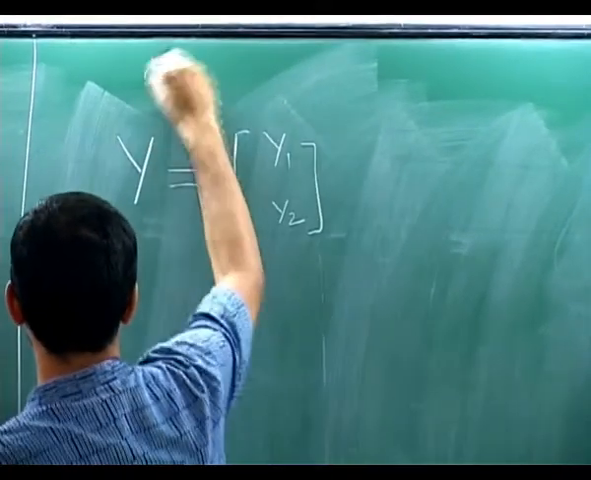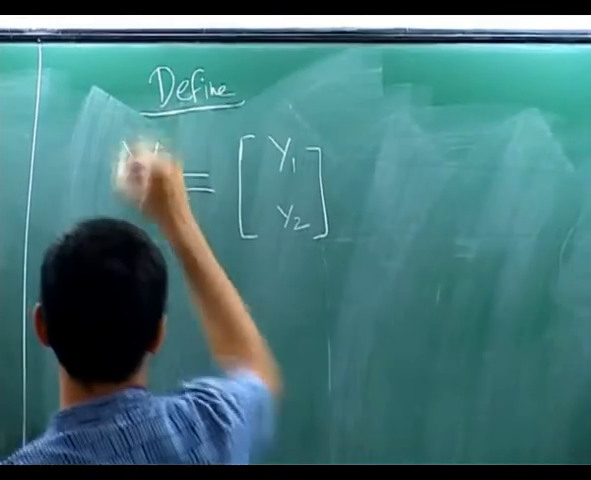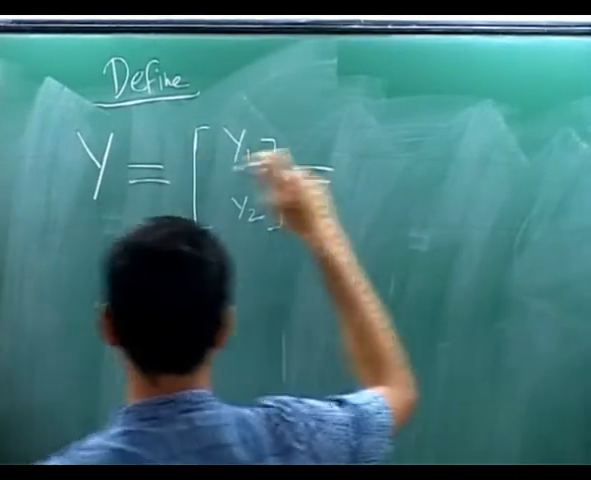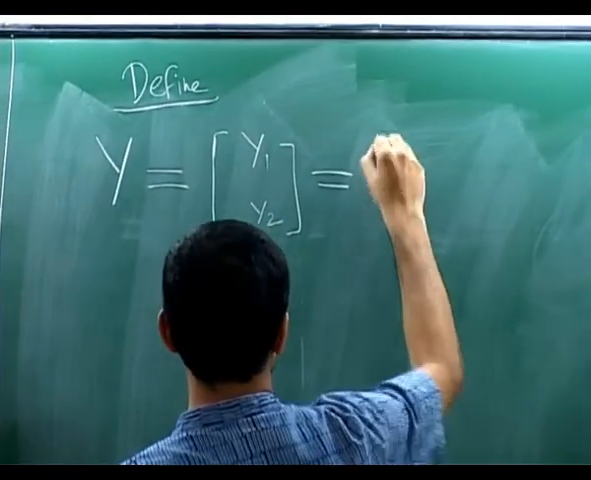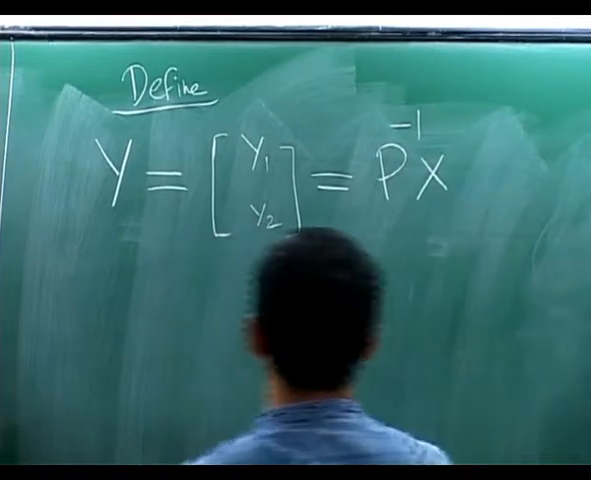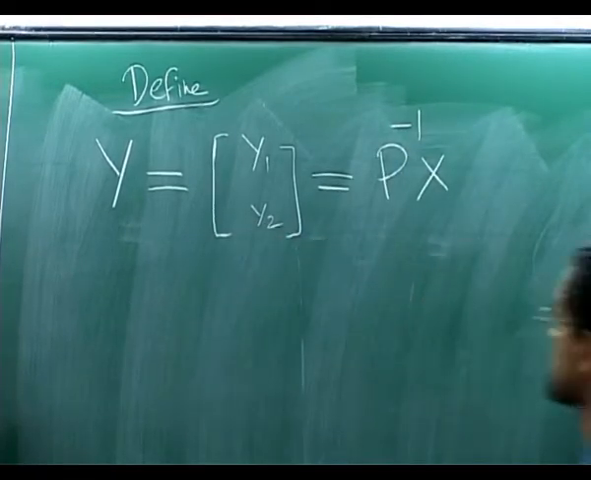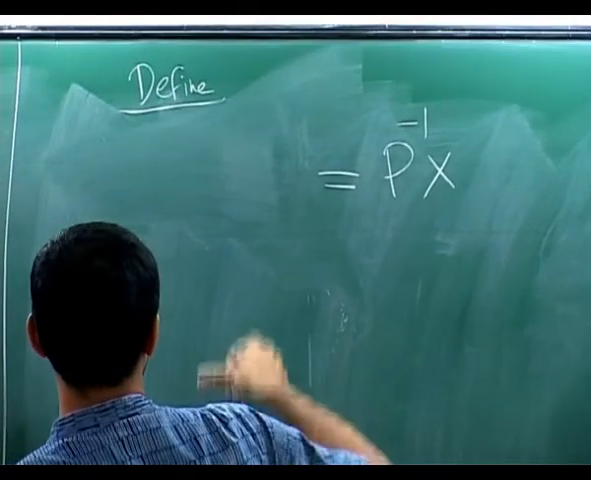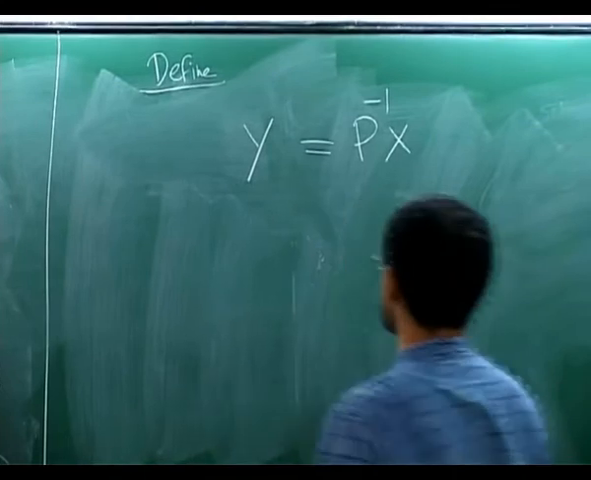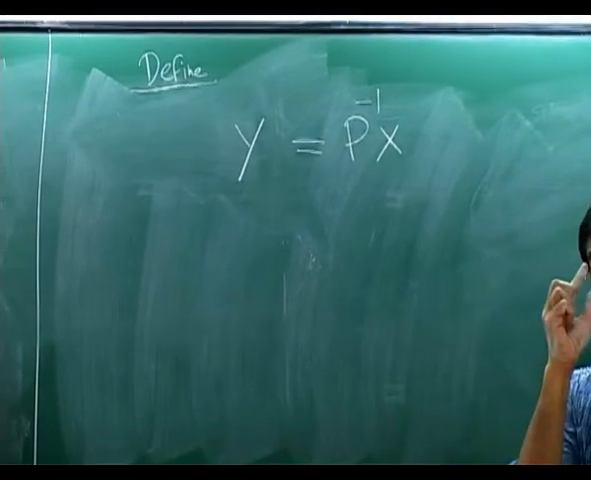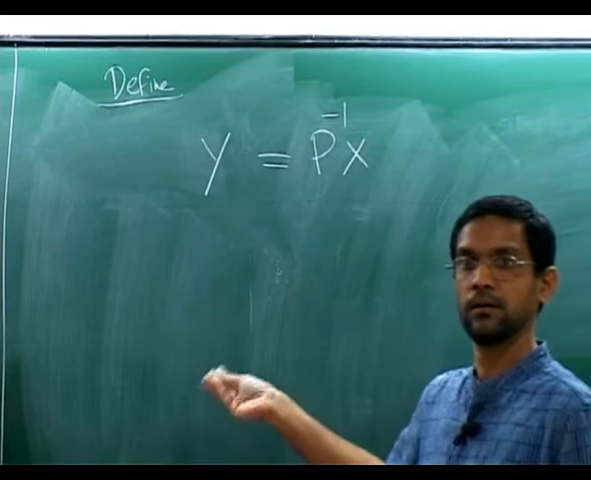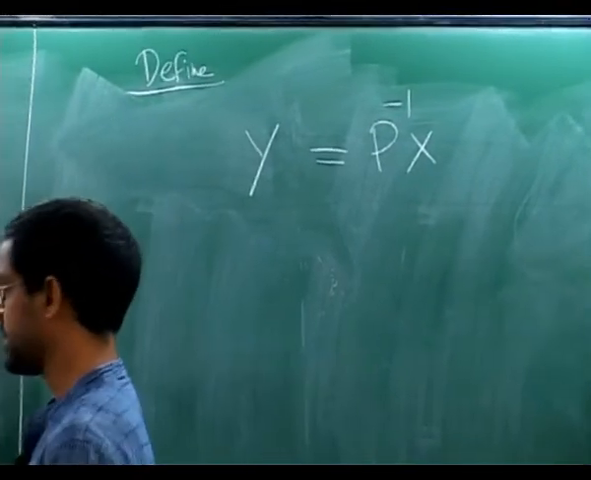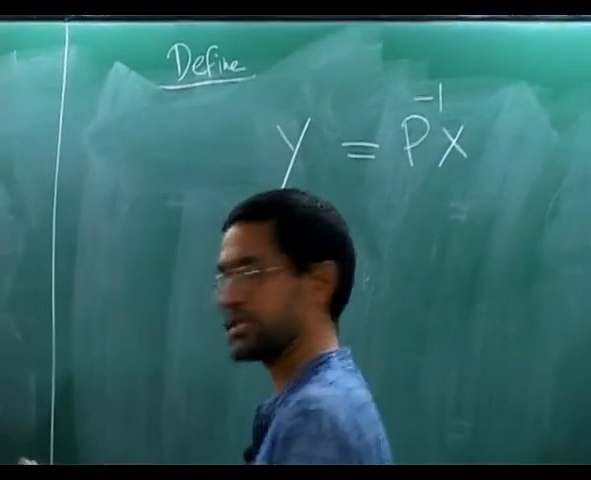So let's define y as P inverse X. So let me remove this for the moment. Let's define a 2 cross 1 vector y as P inverse X. I have just changed my variable because this equation contains that P inverse X. So now in terms of y, what does this equation become?